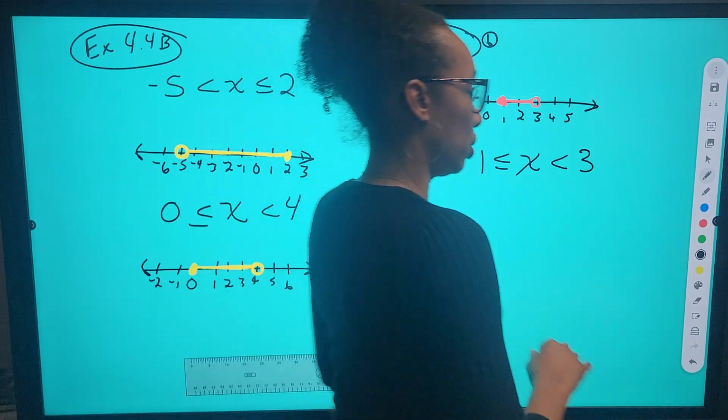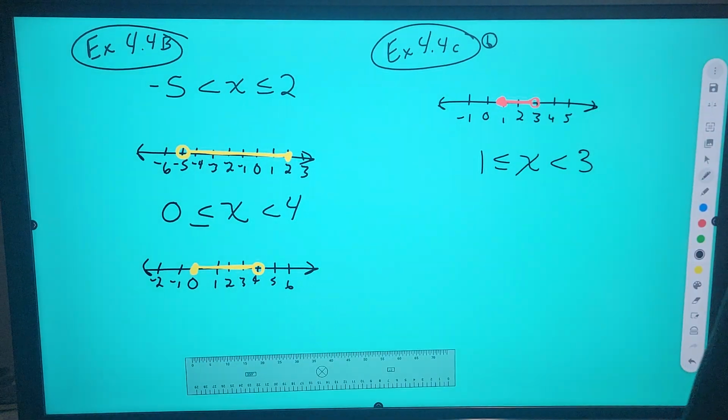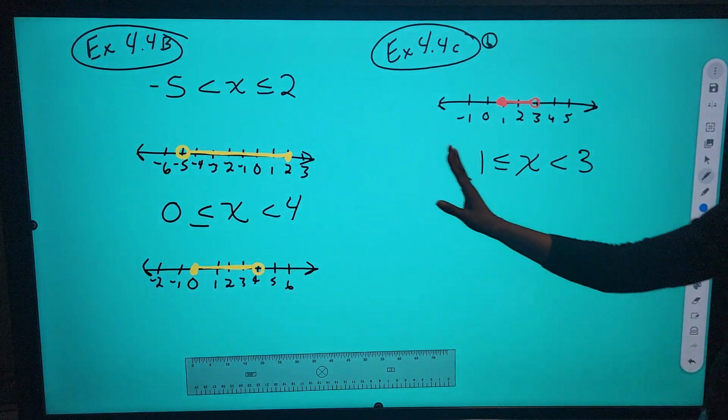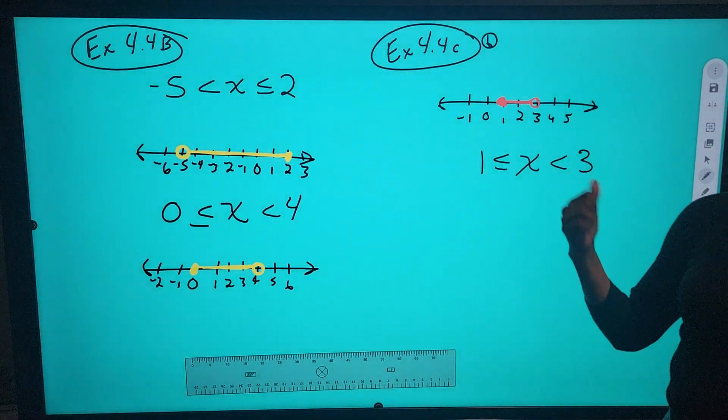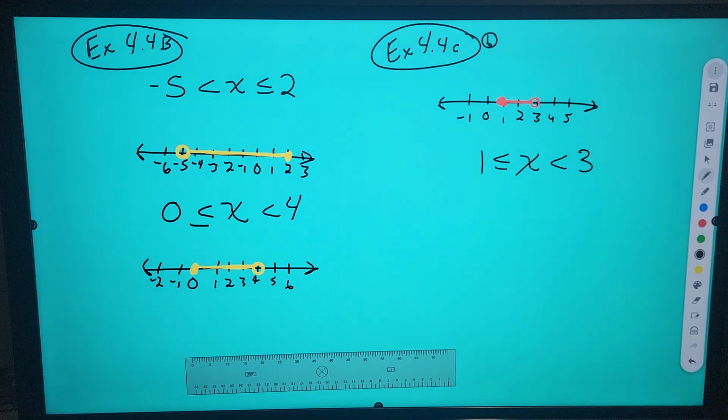Okay, so you'll get some practice with graphing the single inequalities and the compound inequalities, and also going the other direction with identifying the graph to give the original inequality.